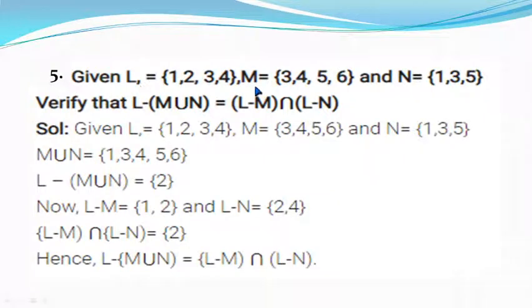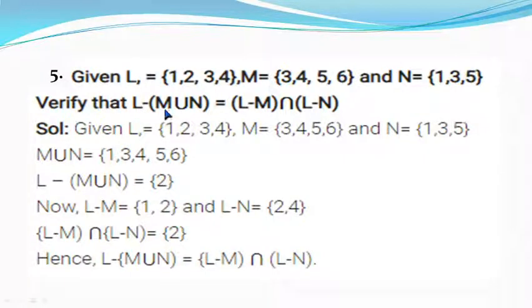Fifth question, given sets L, M and N, and we have to verify this thing. So let's talk about the left hand side first of all. First of all, let's calculate M union N. M union N means we have to list all the elements of M and N, and common elements we have to take only once. So 1, 3, 4, 5 and 6.